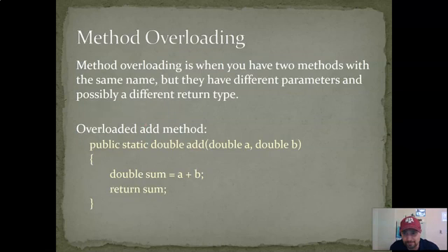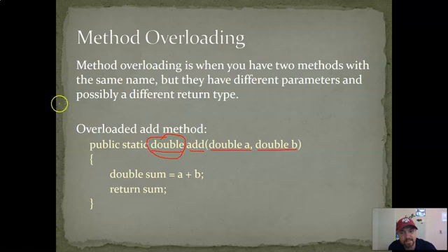Method overloading. Method overloading is when you have two methods with the same name. That's kind of weird. But they have a different parameter list and possibly a different return type. Overloaded add method. So we just had add in the previous one. But this one says, I'm going to return a double. If you send me a double and a double, I will produce a double answer for you. And my name is add because I'm adding.